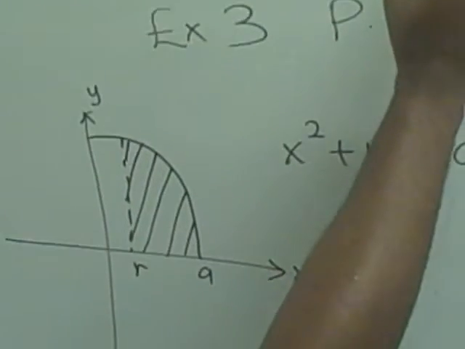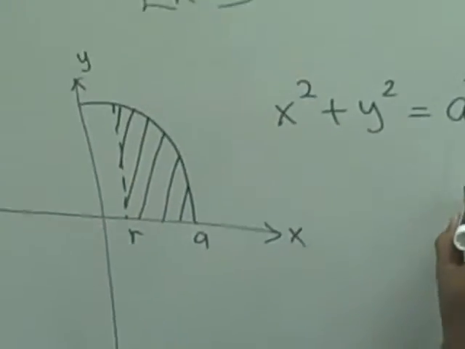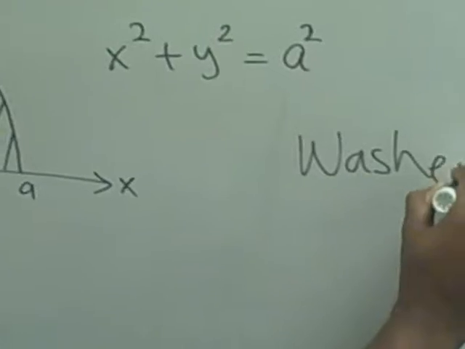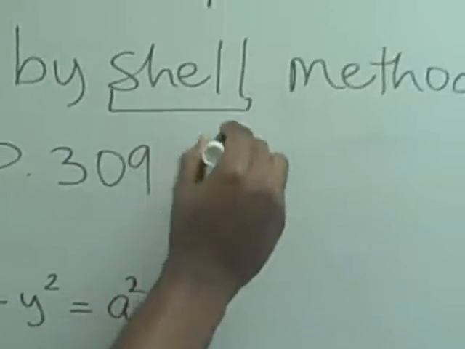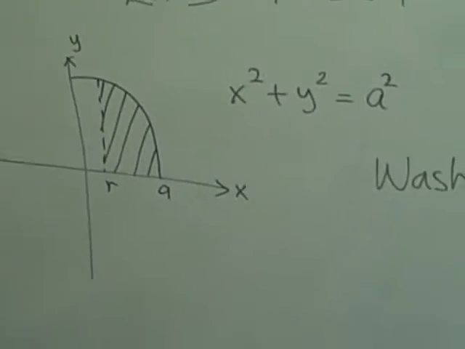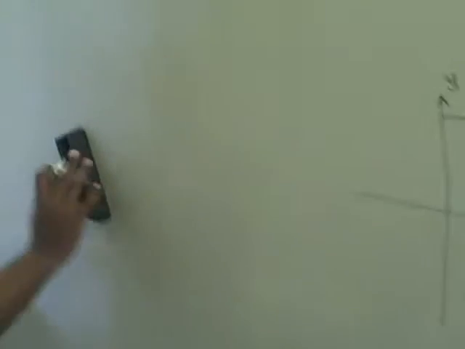First, we're going to use the washer method from the previous section 6.2, and then we're going to use the shell method from section 6.3. So let's go ahead and use the washer method. Remember we're revolving about the y-axis, and when using the washer method, if you revolve about the y-axis, you have to make the integral equation in terms of y. So therefore x will be a function of y.